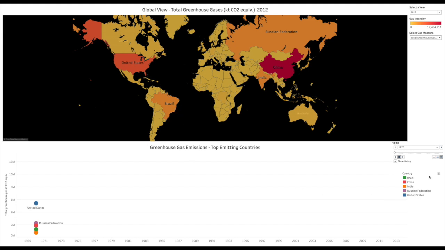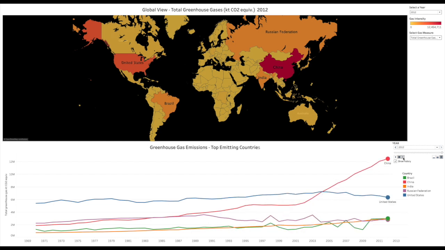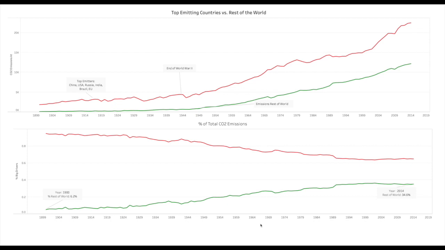We've automated this view so that you can look at the progression over time. Let's take a look. We see that China takes over the number 1 position from the US in about 2005, coincident with their industrialization. Now let's take a look at the top emitting countries versus the rest of the world. The red line represents the top emitting countries, and despite policy changes, the CO2 emissions continue at a nominal pace. However, the rest of the world is catching up.